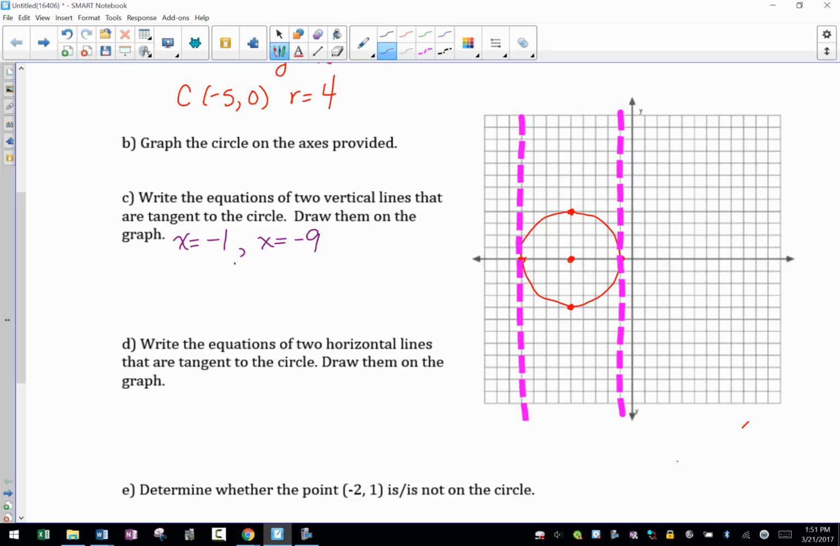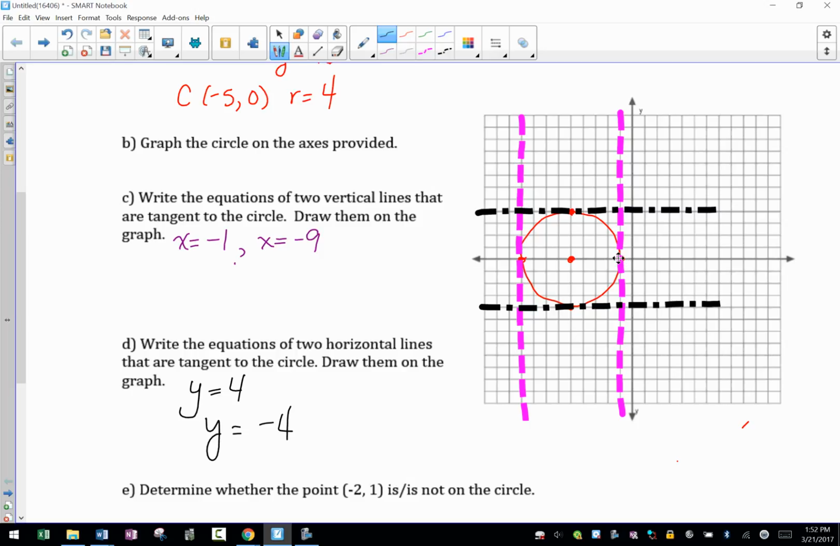So again, if you're keeping up, feel free to write these notes, but if you can't keep up, it's okay. I will give you copies of the notes later. Okay, so there's the equation of the two vertical lines. Draw them on the graph. Done. Write the equations of two horizontal lines. Well, horizontal lines that would touch it would look like this and like that. Those equations would be y equals 4 and y equals negative 4. Okay, that's easy.